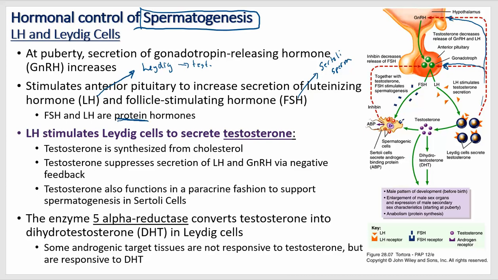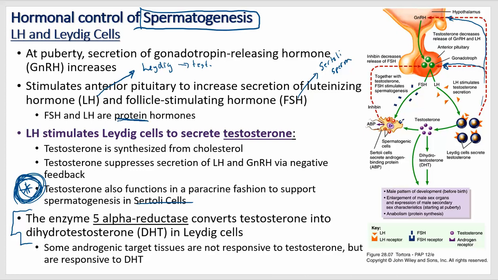So testosterone, the other thing that it does here, without a lot of fanfare, but it needs a lot of fanfare, is it functions in a paracrine fashion to support spermatogenesis in Sertoli cells. So remember, the Sertoli cells are making the sperm. So they need testosterone to do it. So with low testosterone, the sperm will not be made properly. All right, and I put this in here, but I've already kind of talked about it.